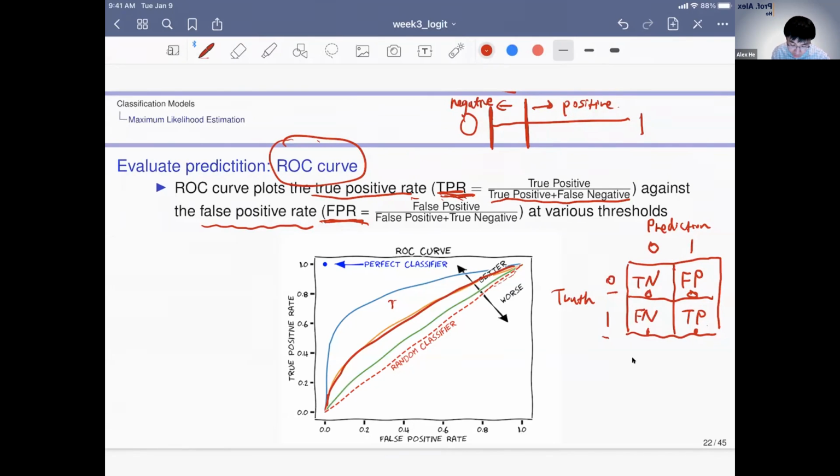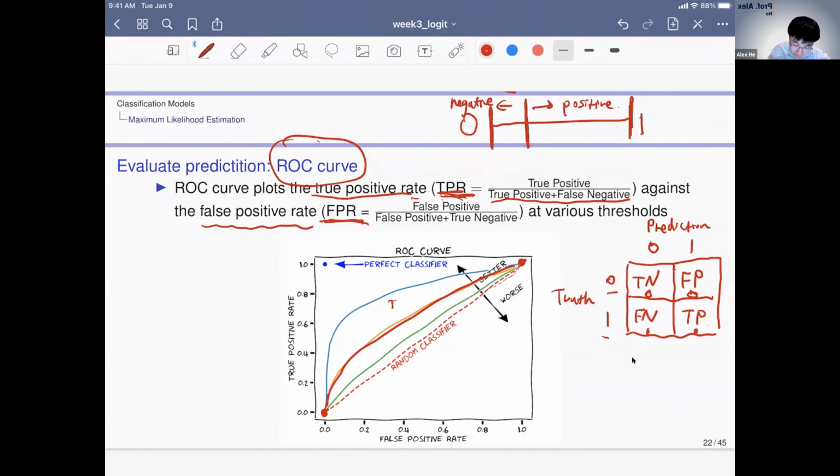Well, when the threshold is at 0, nobody is negative. You always predict positive, right? So when you always predict positive, both the true positive rate and false positive rate are equal to 1. So you have this point here. And then when the threshold is at 1, for example, it means that you predict 0 positive and everyone negative, okay? Then both the true positive rate and false positive rate are 0. So you're at this point.